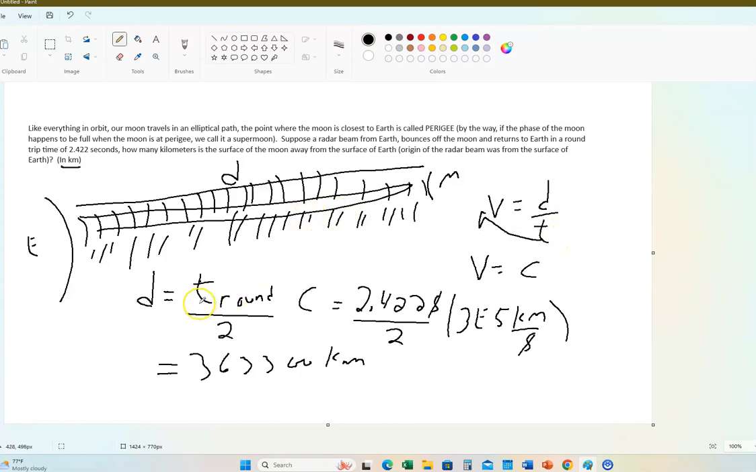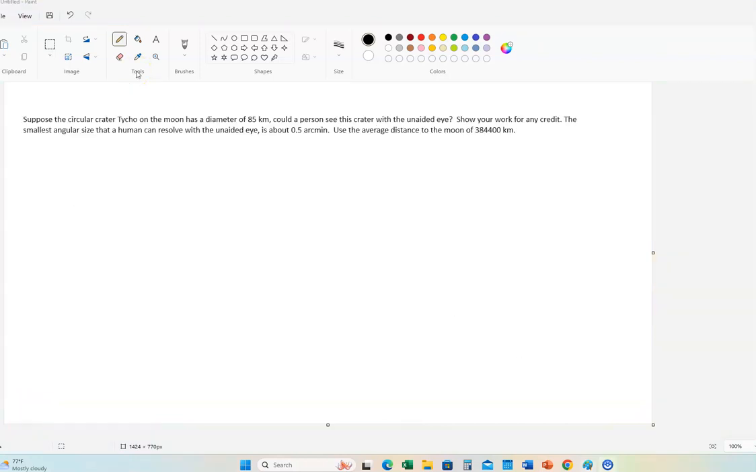All right, let me look at the next problem, see if I have enough time to do it. Here's the next problem. It says, suppose the circular crater Tycho, which is a very large crater in the southern hemisphere of the moon, has a diameter of 85 kilometers. So this is the actual size of this crater. It's been measured time and time again. Could a person see this crater with the unaided eye? That's a yes or no question. Show your work for any credit.